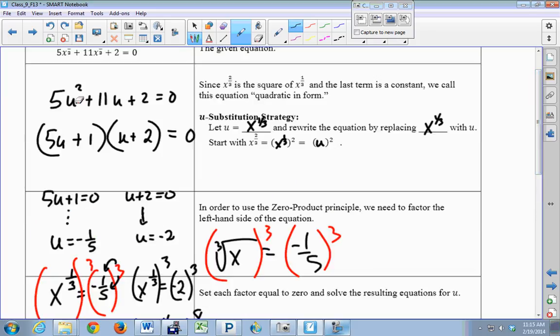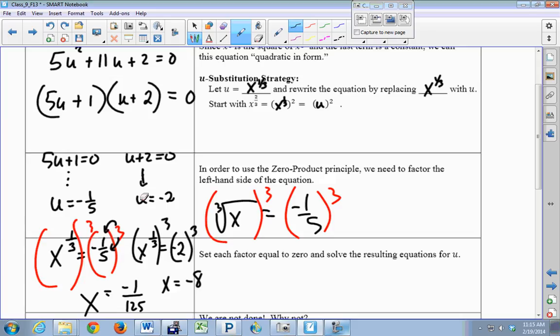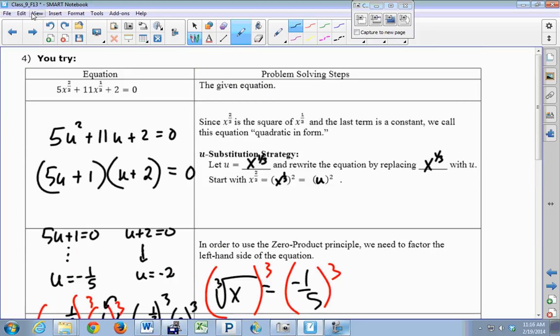Yes, you could solve this using the quadratic formula, but just remember you'll be saying u equals. So you'll still get u equals negative 1/5 and u equals negative 2. Yes, it will still work that way if you couldn't factor it. Absolutely. Good question, Dan.